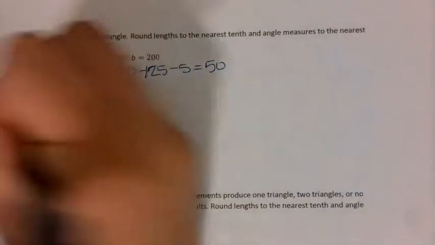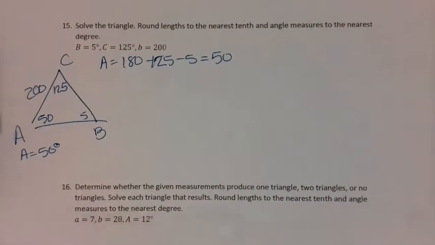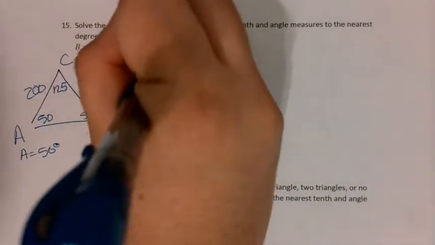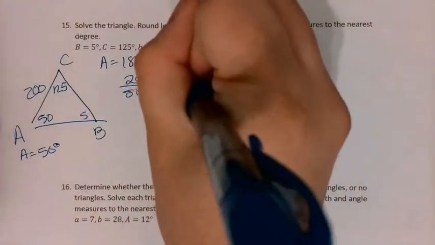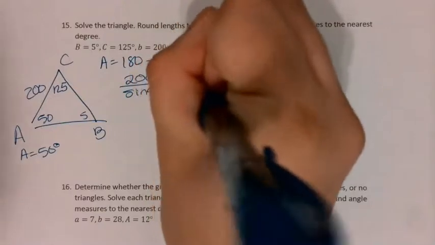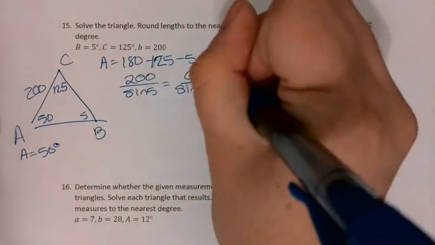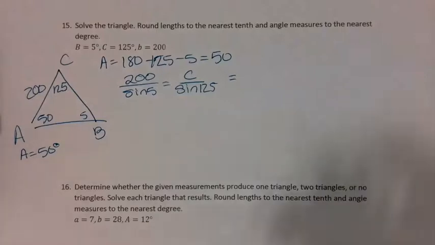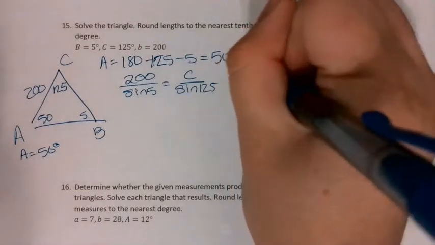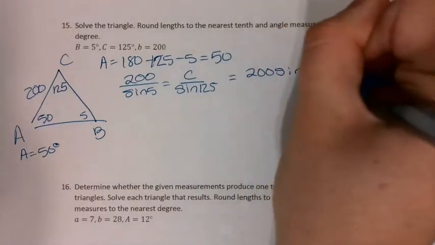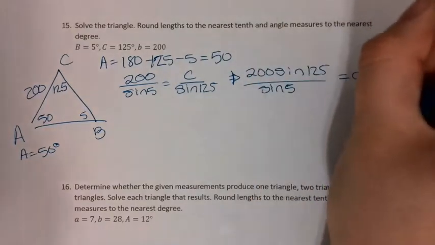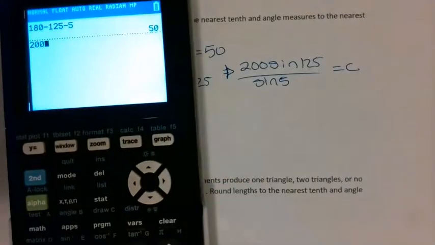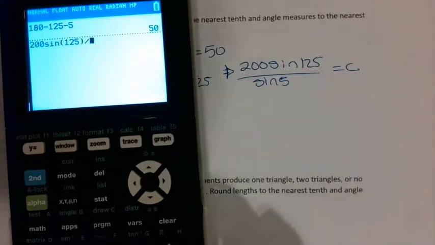Now that I have that, I can use my law of sines to search for my missing side lengths. I have 200 over sine of 5 equals, we'll do C first, C over sine of 125. I want to multiply both sides by sine of 125 to get it alone. I have 200 sine of 125 over sine of 5 equals C.